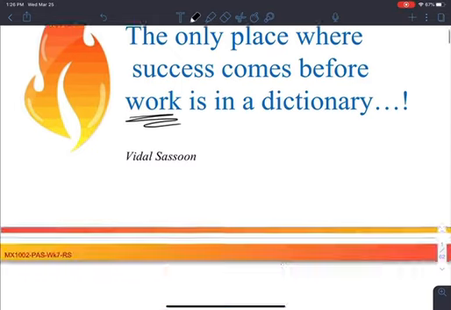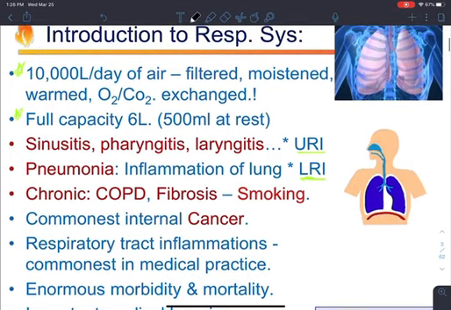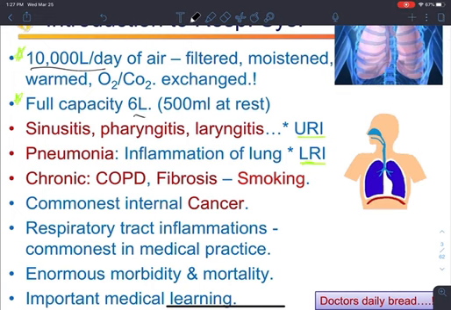All right, anyway. So let's just talk a little bit about the respiratory system. Each day it filters, moistens, and warms up to 10,000 liters of air. So that's 5,000 2-liter bottles. Oxygen and carbon dioxide are exchanged with every breath. The full capacity is 6 liters, so 3 of those 2-liter bottles.